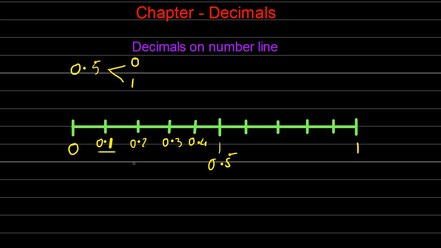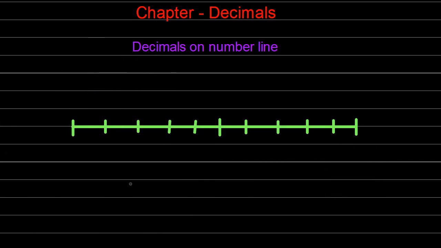So even if you get questions like show 0.1 or 0.3, this is how you can show. Now for example, if I take another decimal, let's take 2.7. Can you tell me 2.7 lies between which two whole numbers? Right, it has crossed 2 and it is going towards 3. So 2.7 lies between 2 and 3. So your number line should be between 2 and 3.